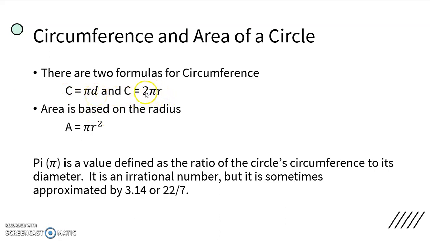Notice the only difference here is that you have 2 times the radius here, and this one you just have diameter. Diameter actually is 2 times the radius, and radius is half of the diameter. So to find the area, it's just pi times the radius squared. Now, pi is a special number. It is irrational, and it goes on forever. Your calculator has a special pi button on it that I'm going to show you when you get to class. But if you need to estimate it, usually we use 3.14 or the fraction 22 divided by 7. Both of those are acceptable.